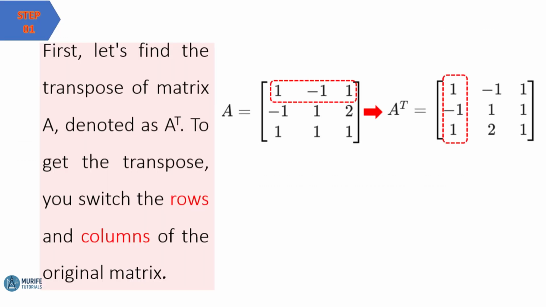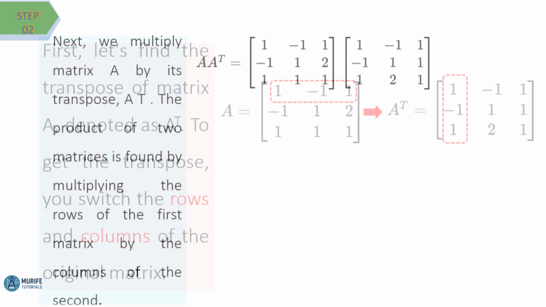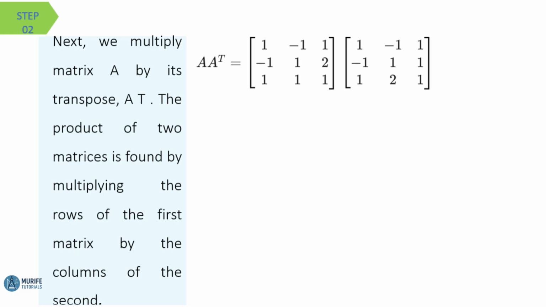First, let's find the transpose of matrix A, denoted as A, superscript T. To get the transpose, you switch the rows and columns of the original matrix. Next, we multiply matrix A by its transpose.